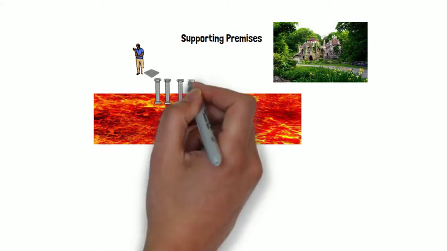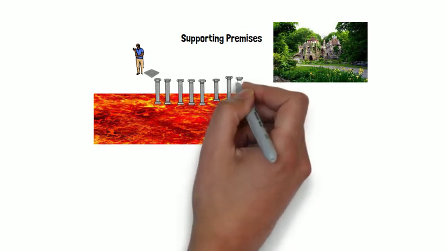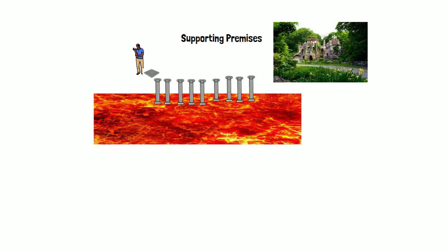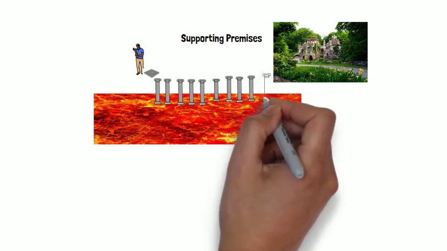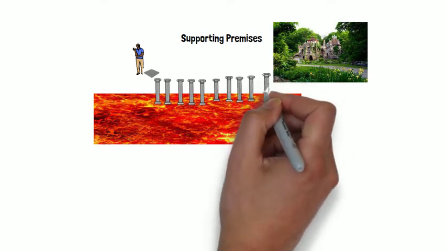Imagine this case. This guy wants to get to the castle. In order to do that, he has to cross these stepping stones. What's the first thing you want to know about these before you walk across the lava? Well, number one, if it will hold your weight, right? And number two, if it leads to the castle, yeah. And so what you want to do then for your premises are like these stepping stones, and this pillar is like your support for the premise.